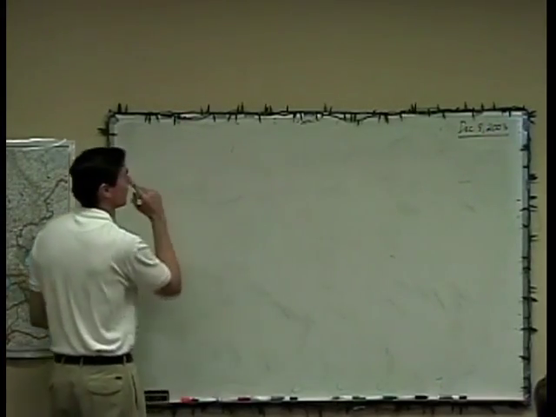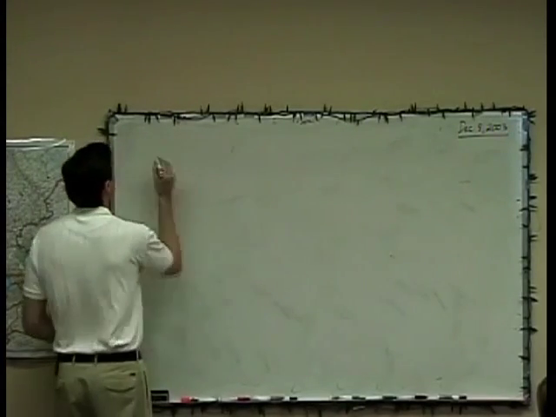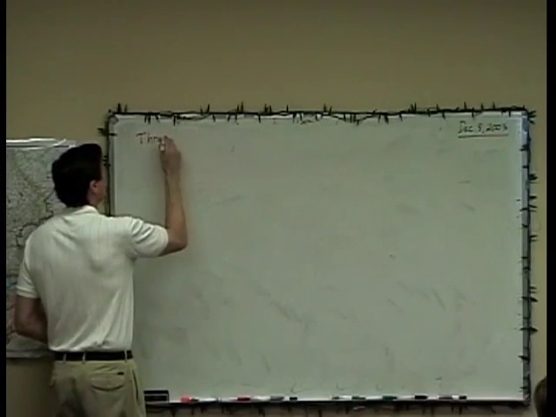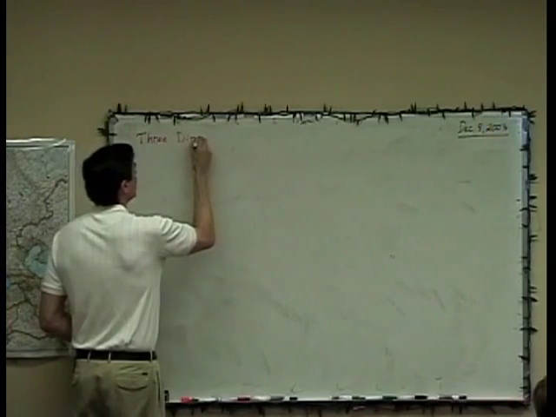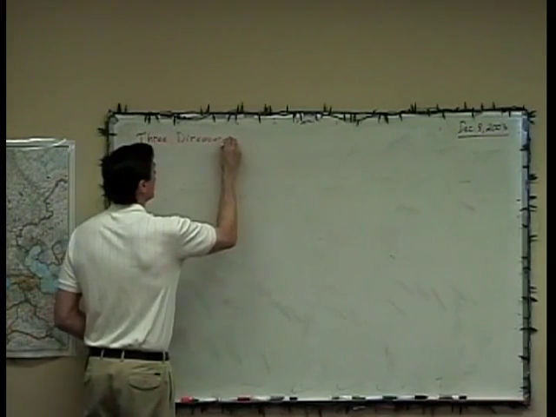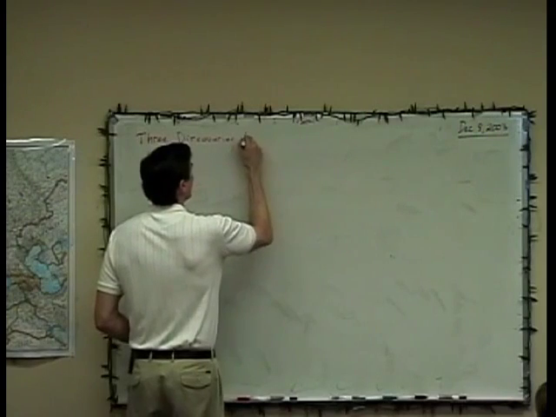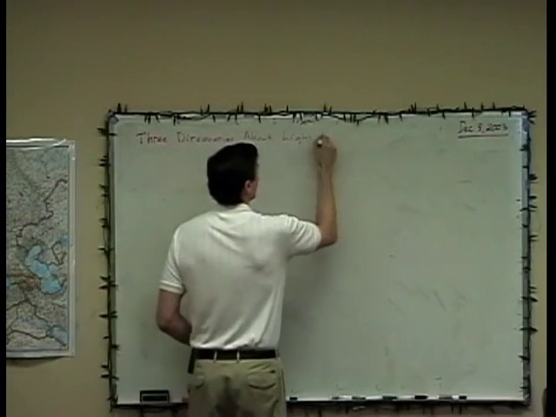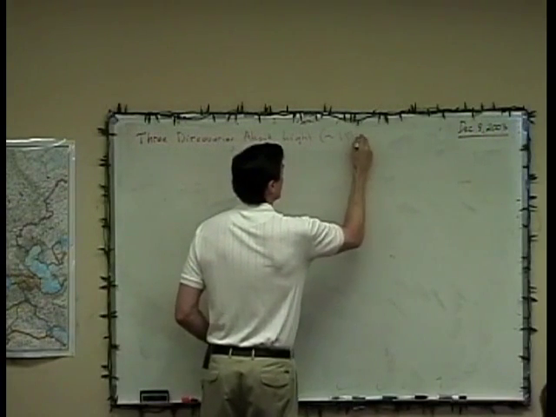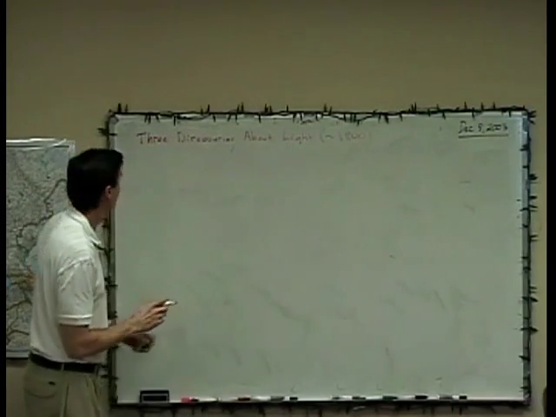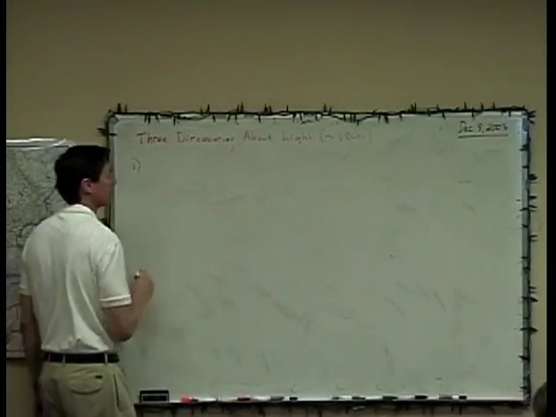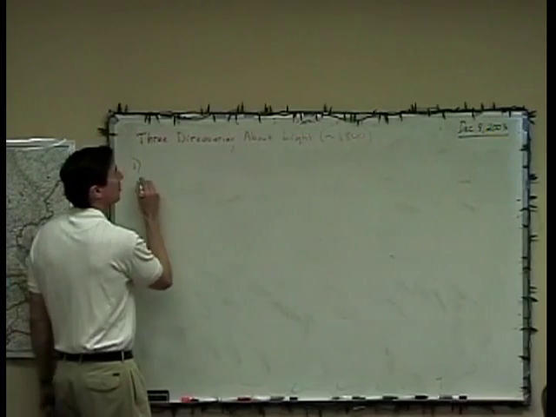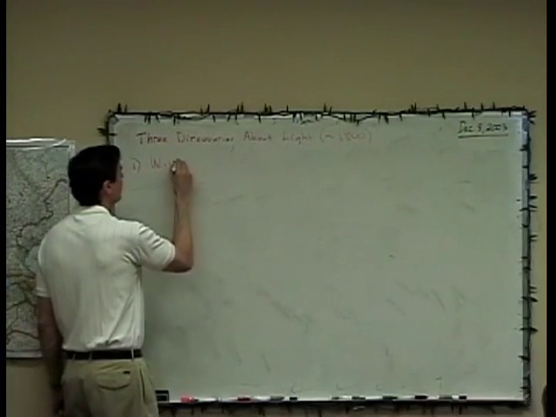So let's talk about three discoveries about light that all happened right around 1800. And the first one was made by a guy whom you have heard of.